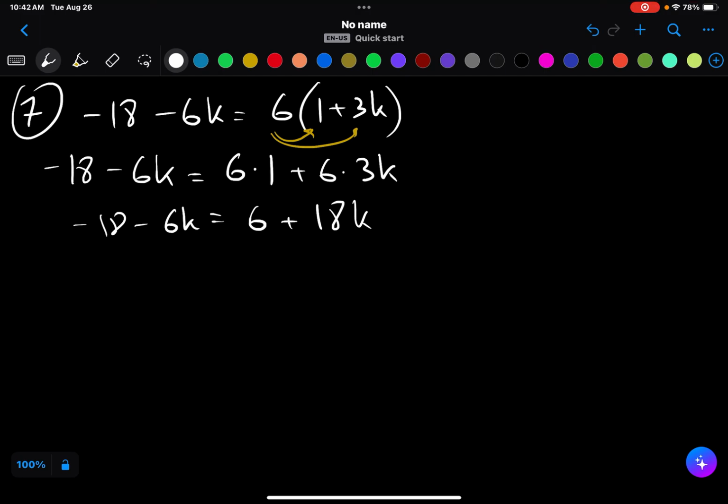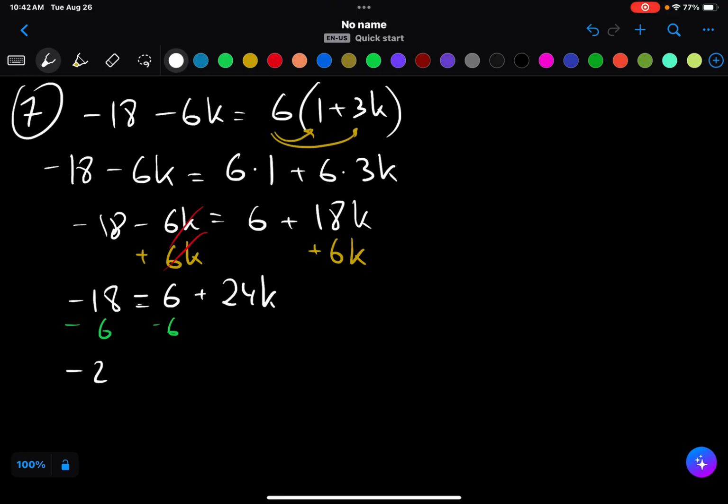All right. Now that that's done, I have k on both sides of the equal sign. Get rid of the smaller one. And the smaller one is definitely the negative. The negative k goes. So boom, that's gone. Now you have -18 equals 6 plus, and that looks to be like 24k. Next, we're going to go ahead and get rid of the 6 by doing -6 on both sides. You're going to get -24 equals 24k.